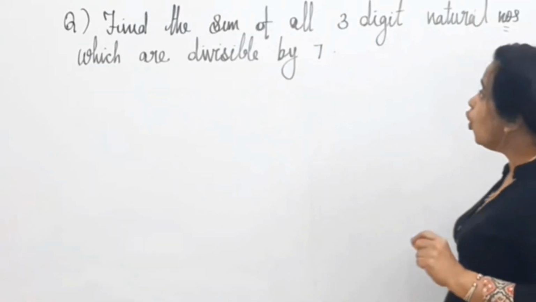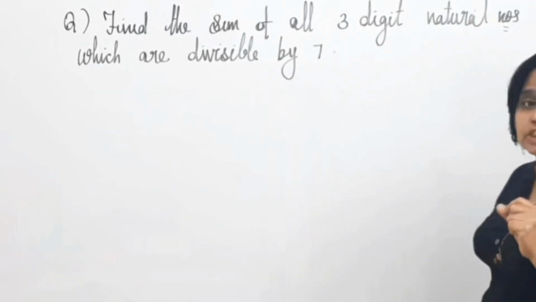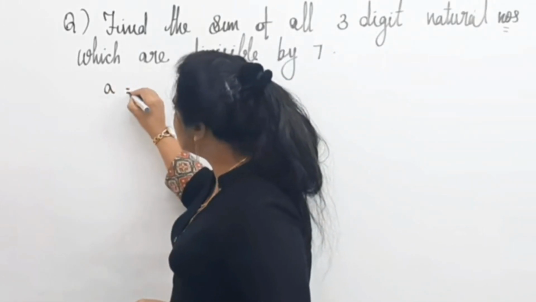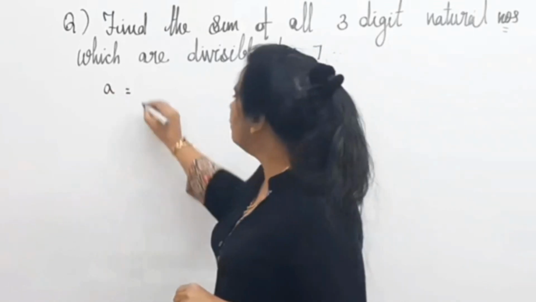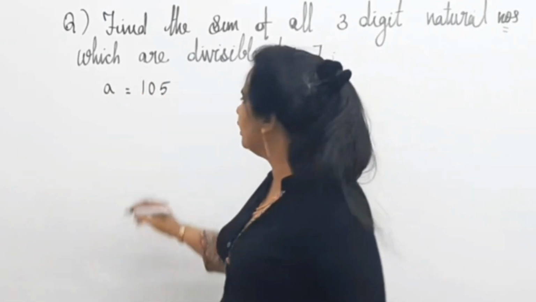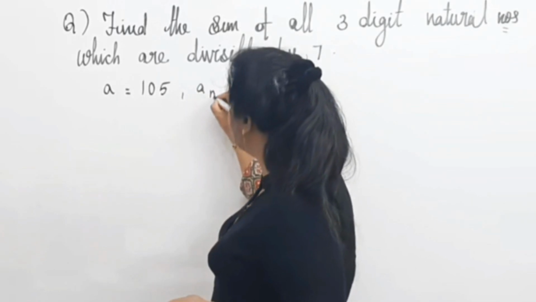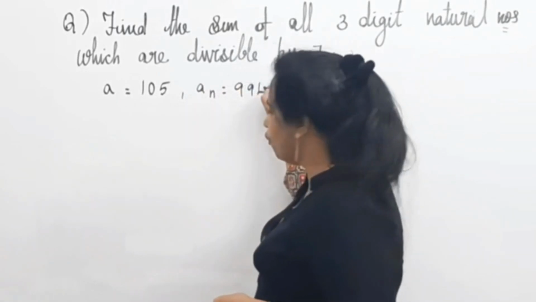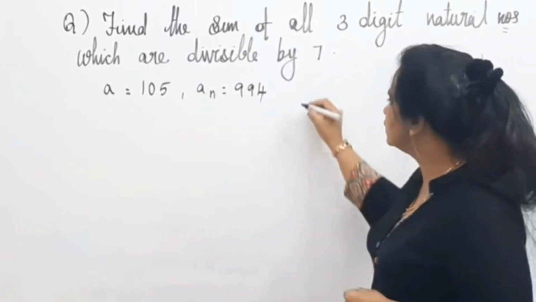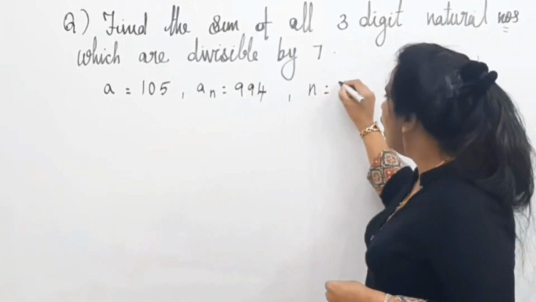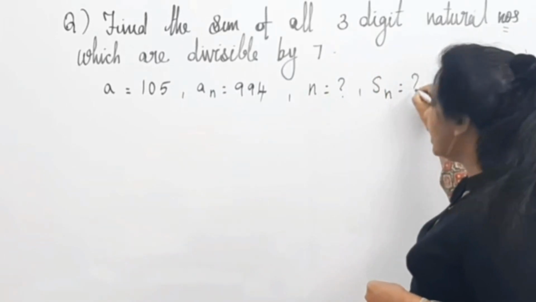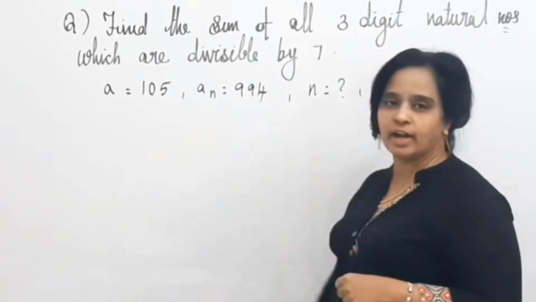Find the sum of all 3-digit natural numbers which are divisible by 7. So for 3-digit numbers which are divisible by 7, the first number is 105. And just by checking, we know that the last number is 994. And I want to find the sum of all 3-digit numbers. I do not know how many numbers are there. Then only I can find what is Sn. So my aim is to find n.